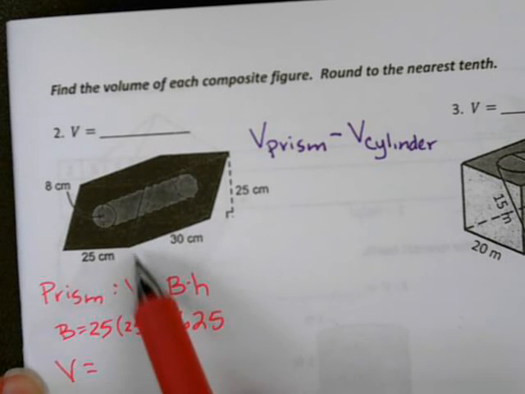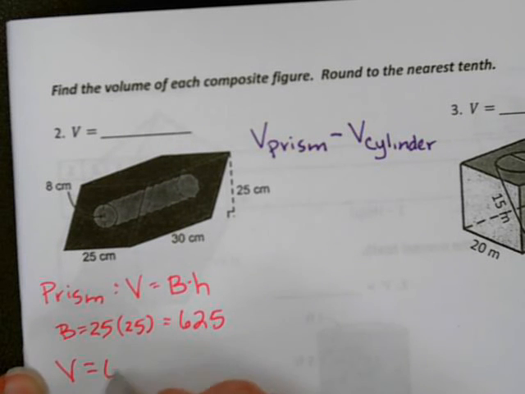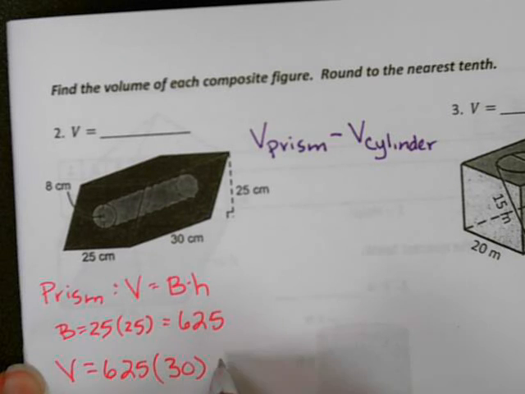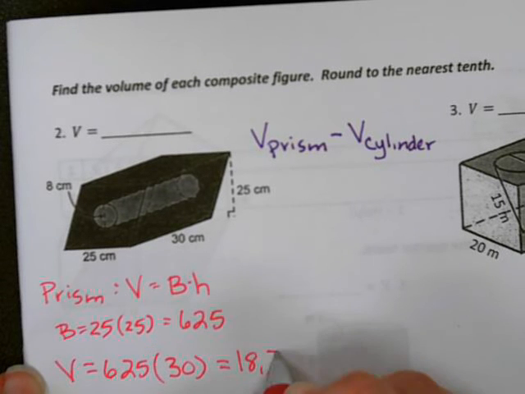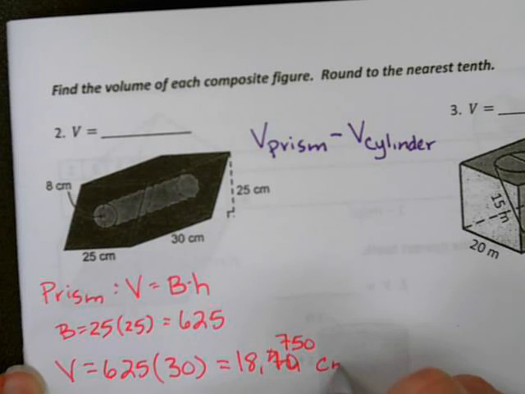And then the height of our prism, the distance between the two bases, that's the 30. So 625 is the base, the height of it is 30. So we get our volume of our prism to be 750 centimeters cubed.